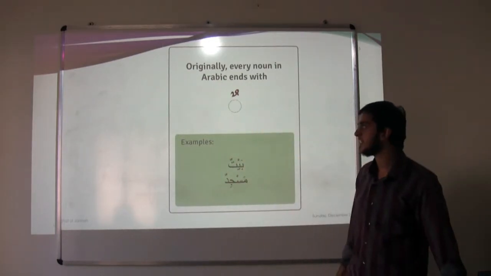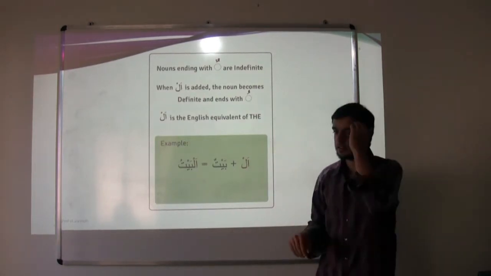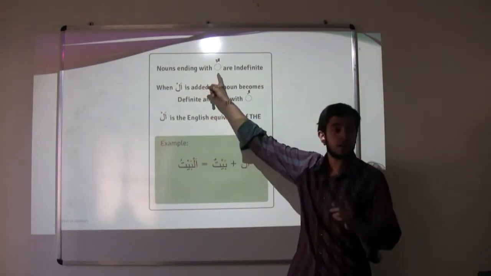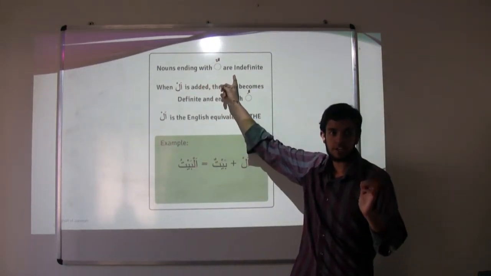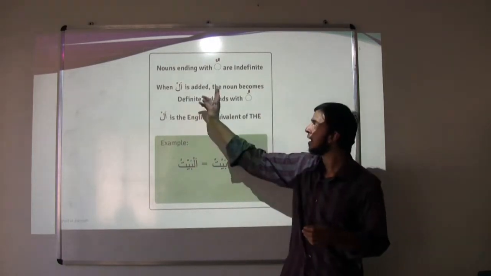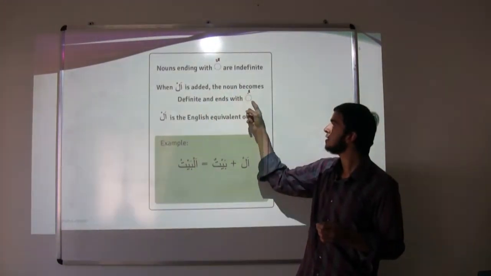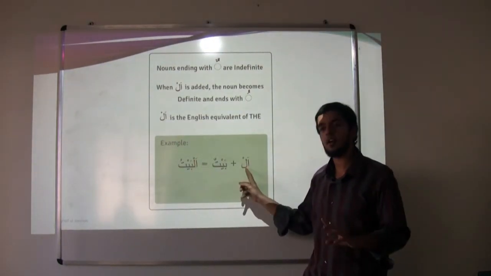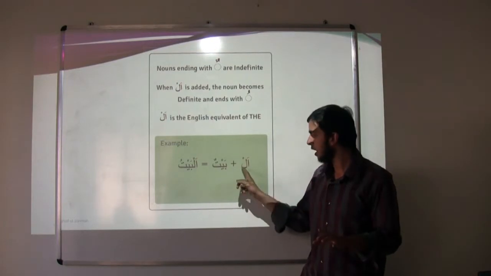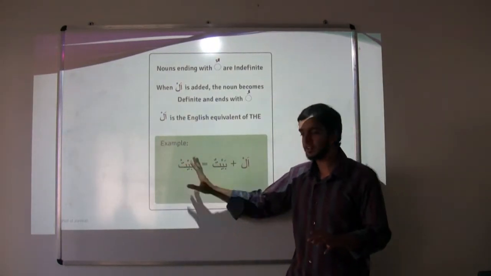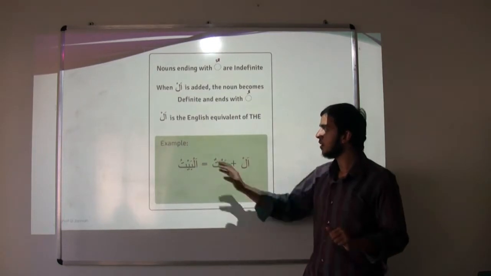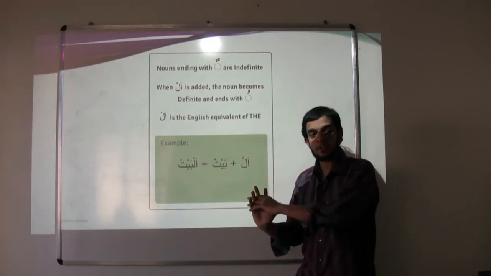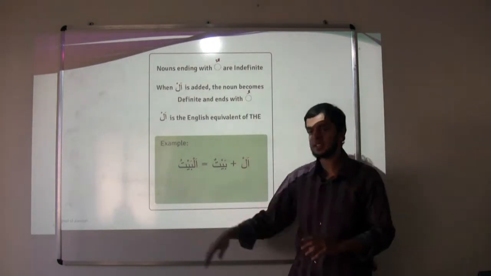And then we learned the next rule associated to definite and indefinite. Nouns ending with a double dhamma are indefinite. When al is added, the noun becomes definite and ends with a single dhamma, again with red. So al basically does not cause any change, so I have used al as red, no change. Al plus baytun becomes al baytu. The color is retained. Al is the English equivalent of the. It just changes the meaning from indefinite to definite, and the color remains the same.